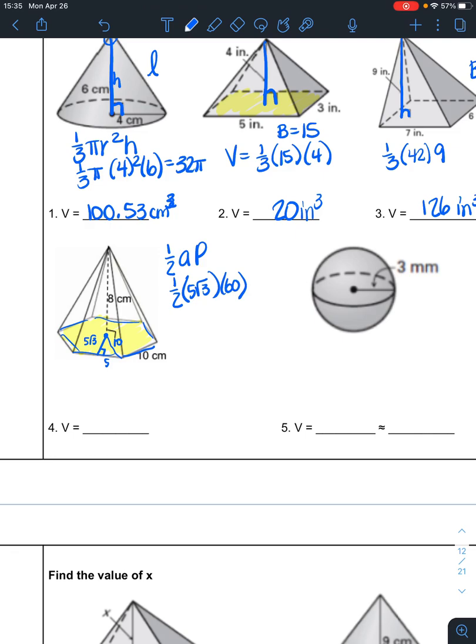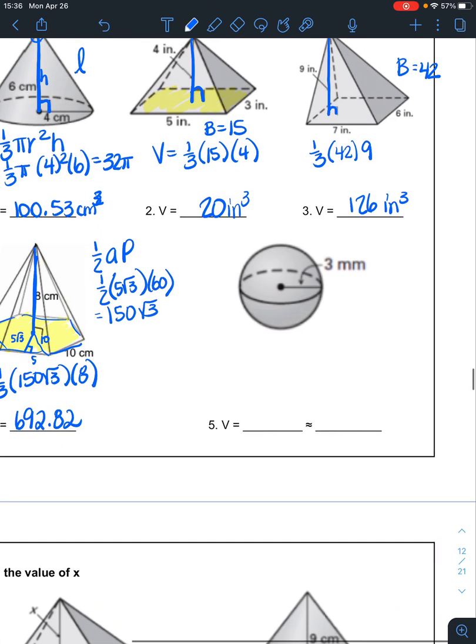So that's 150 root 3. I don't want to write the decimals, so I'm just going to leave that square root of 3. I'll deal with that in a minute. So the volume then would be 1/3 the area of the base times the height. And the height is our perpendicular height, so it'd be times 8. And you get 692.82.